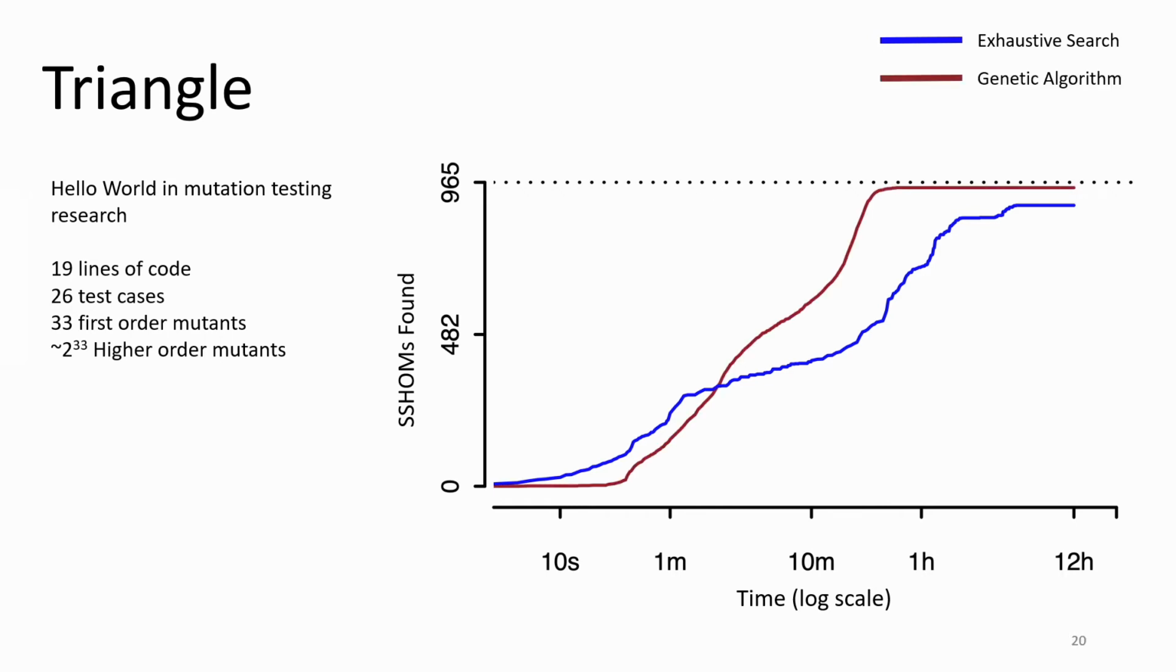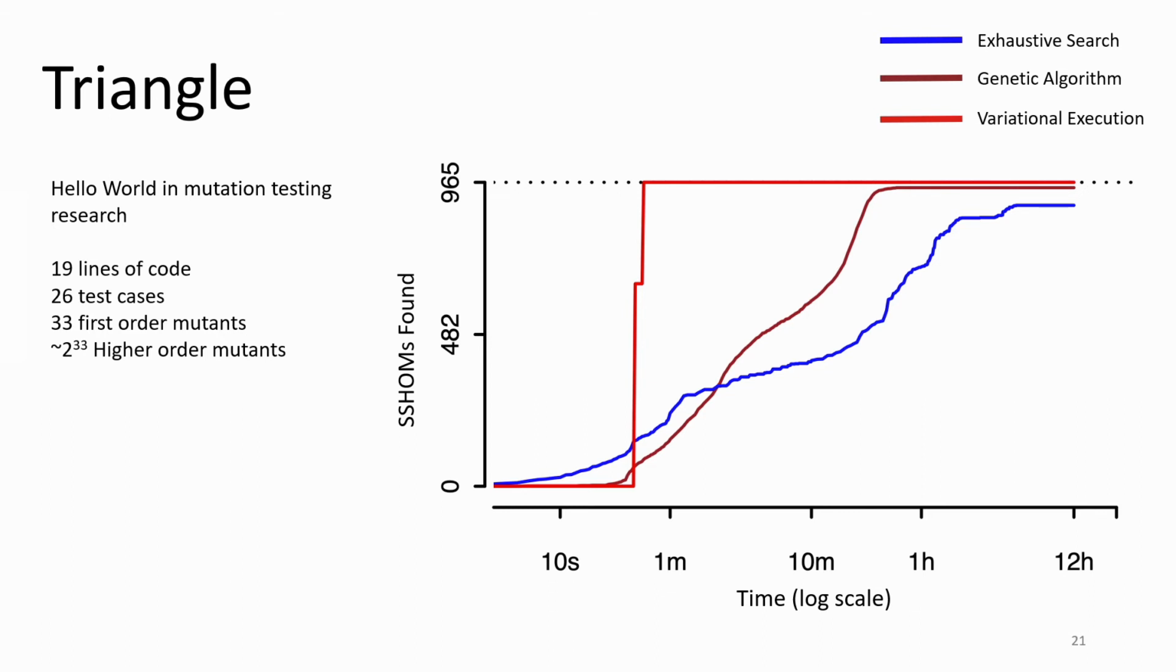We then ran the genetic algorithm, which is the current state of the art, and aims to genetically select for combinations of mutants that are more likely to be strongly subsuming. Here, we can see that the genetic algorithm can find more strongly subsuming higher-order mutants in a shorter period of time. Finally, we compare these results to our variational execution approach.